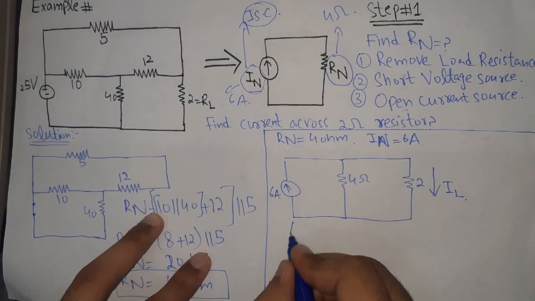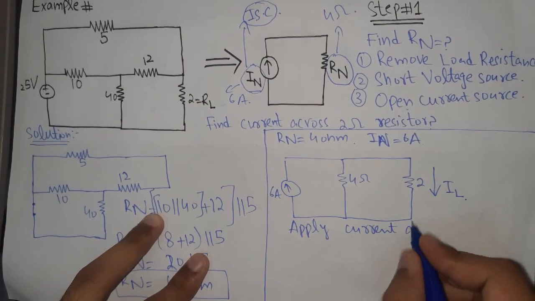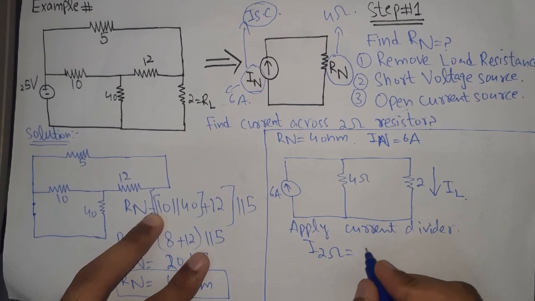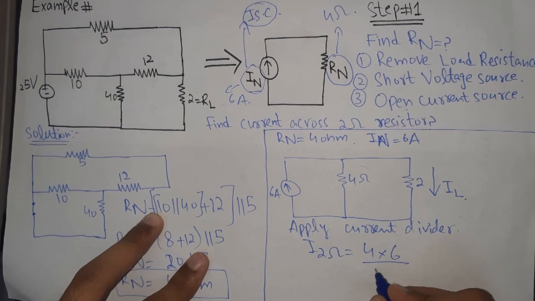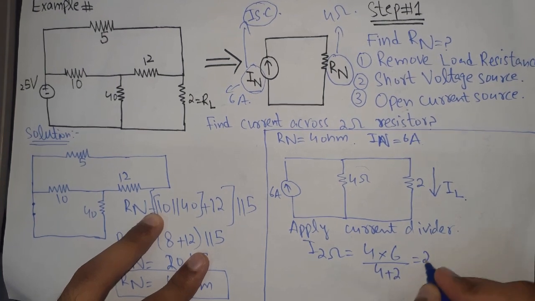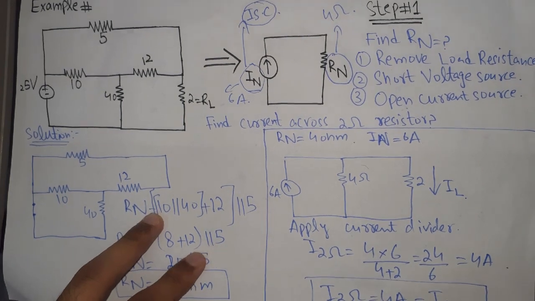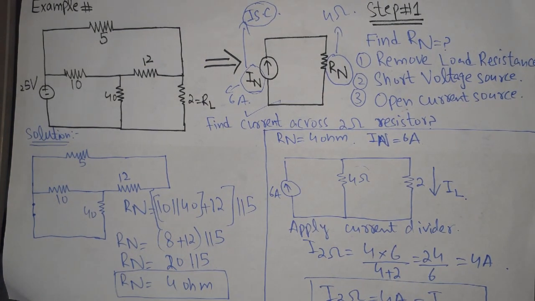Now I will apply the current divider in this circuit. So the current across 2 ohm is 4 times, we take the parallel resistance with the current source, divided by the sum of all the resistances. 24 divided by 6, which is 4 ampere. Now students, this is our load current, which is 4 ampere. Now students, our main aim is done. We needed to find the value of current across 2 ohm.